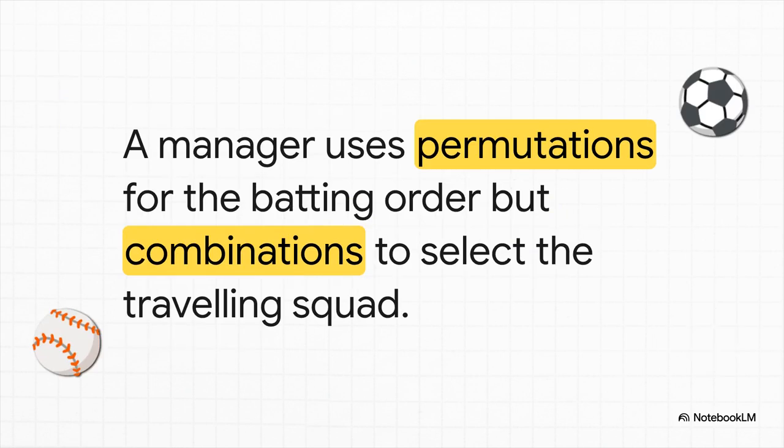Or take sports. A baseball manager uses permutations to decide the batting order because the sequence is critical to the team's strategy. But when they're just choosing which players get to be on the traveling squad, that's a combination. It doesn't matter if you're picked first or last, you're on the team.